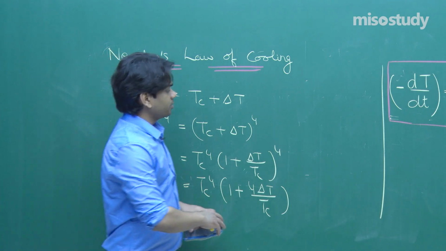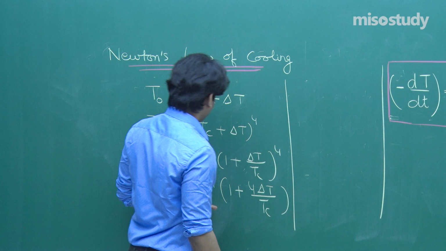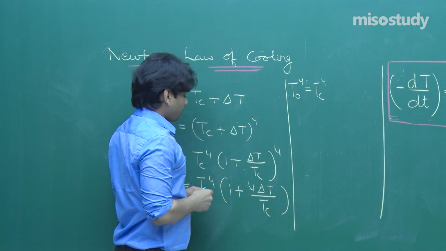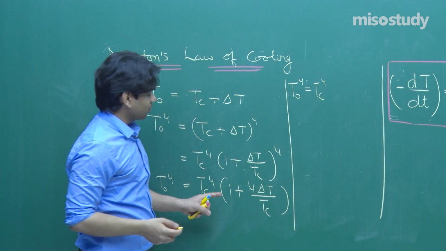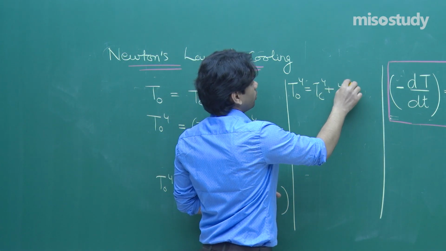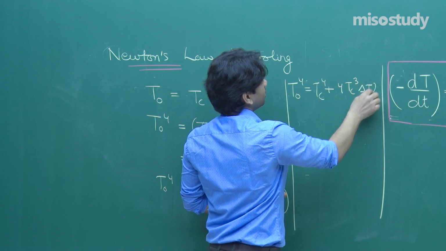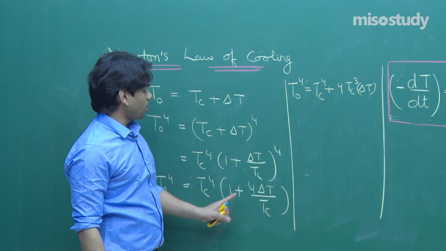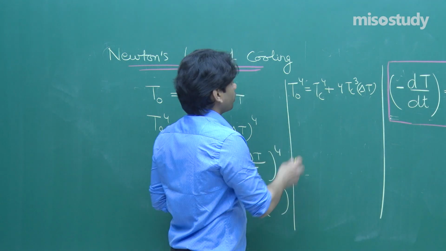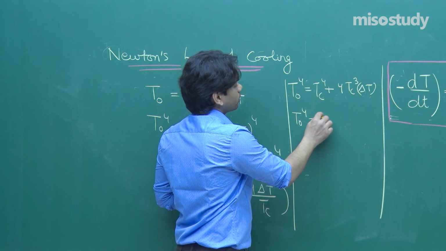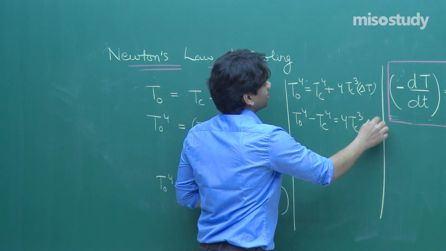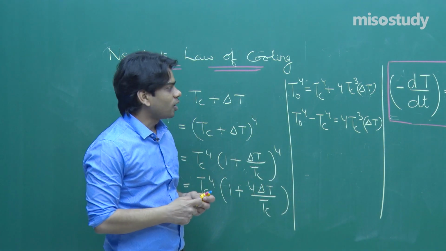So if I multiply Tc power 4, we will have T naught power 4 is equal to Tc power 4 plus 4 Tc whole cube delta T. This is what you are going to obtain: 4 Tc power 3, because one Tc will be cancelled out, delta T. So we got T naught power 4. Take the Tc power 4 here, you will have T naught power 4 minus Tc power 4 is equal to 4 Tc whole cube delta T. We got this formula.